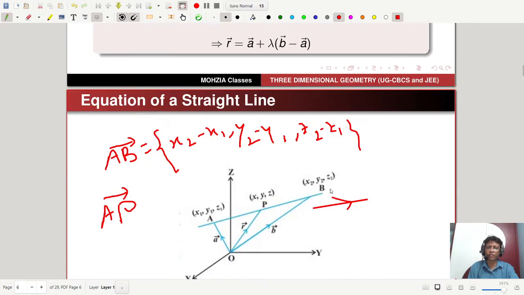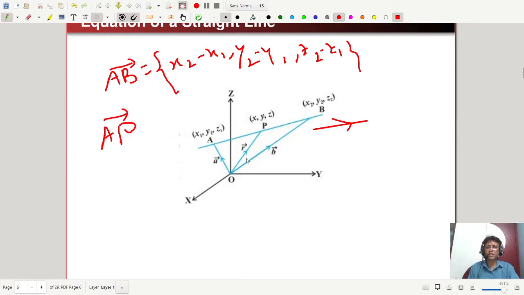And what will be the vector form? The vector form is, yeah, this: given the position vector of A is given as A vector, position vector of B is given as B vector, and as usual the position vector of P is given as R.